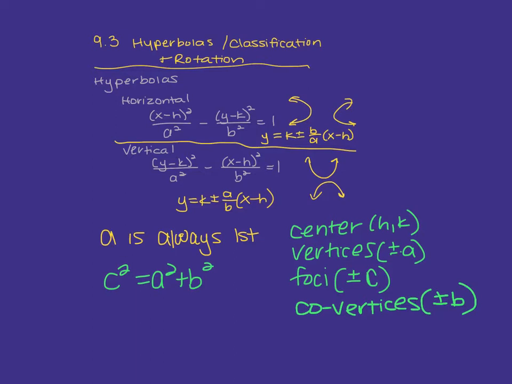Isabella? You can do the co-vertices just to get the box, but I didn't give you a line to give me the answer for the co-vertices on the hyperbola. I did for the ellipse, but not the hyperbola.